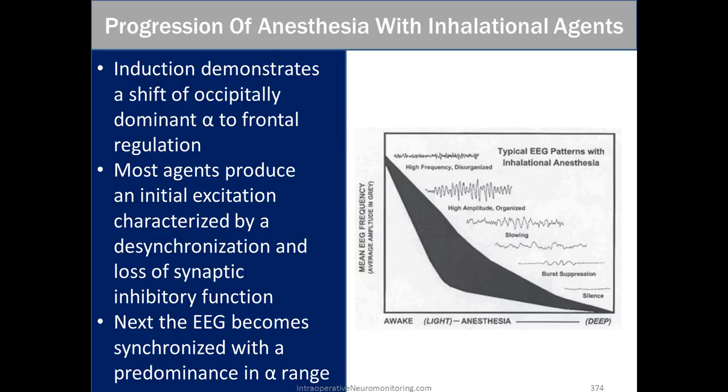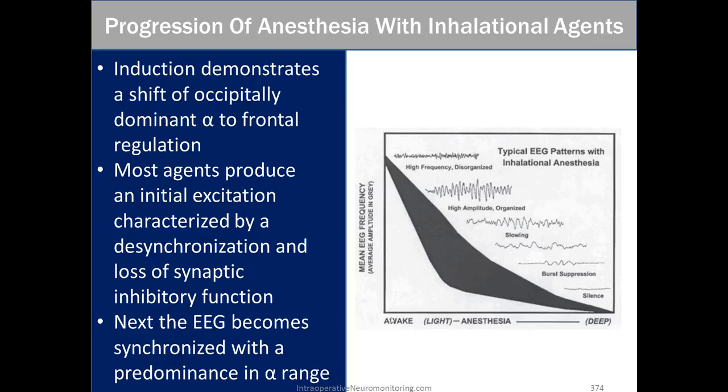So when we look at the progression of anesthesia with inhalational agents, induction demonstrates a shift of occipitally dominant alpha to frontal regulation. Most agents produce an initial excitation characterized by desynchronization and a loss of synaptic inhibitory function. So that's an important sense there. Initially, you get the inhalation on board. It gets more excited because of loss of inhibitory function, and there's also desynchronization alongside with it. Next, the EEG becomes synchronized with a predominance in the alpha range.